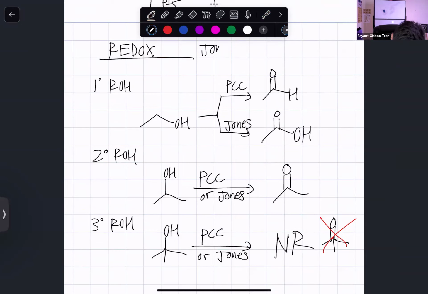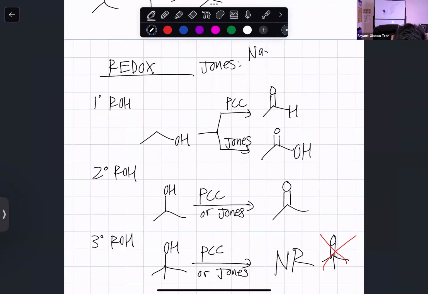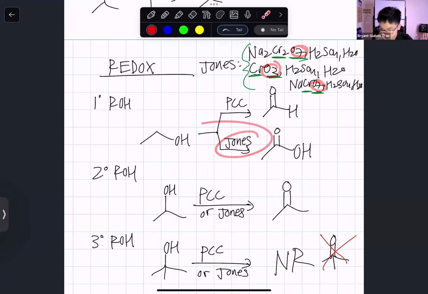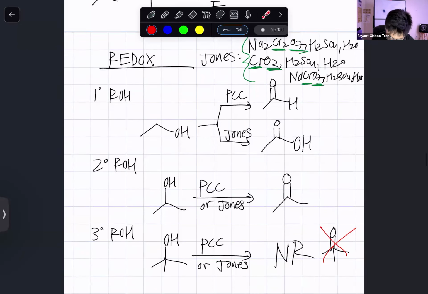And Jones, you might see that in different forms, like Na2Cr2O7, H2SO4, water, or you might even see CrO3, H2SO4, water, or Na2CrO7, H2SO4, water. All these are variants of Jones. And the most important thing to look out for is the chromium and a lot of oxygens. If you see a lot of oxygens, strong oxidizing agent. Okay, so that was oxidation.